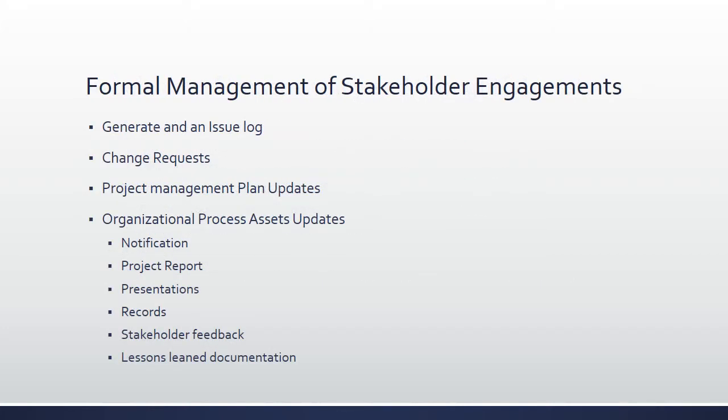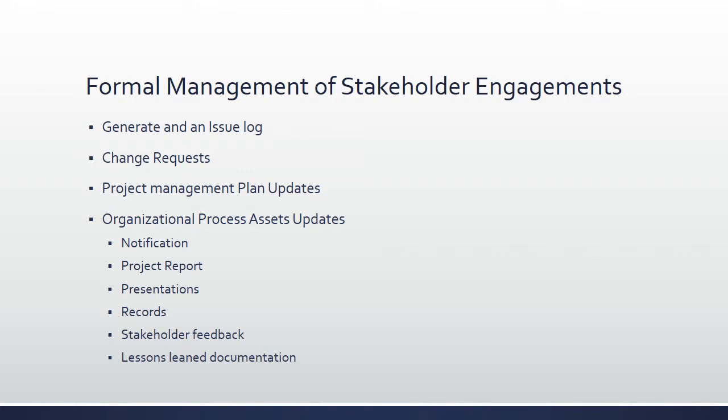The formal documentation required in the management of stakeholder engagements includes generating and maintaining an issue log, which will include adding new issues and removing resolved issues, formal change requests in relation to corrective or preventative actions to the project itself, and may include changes to the interaction with impacted stakeholders, updates to the project management plan to reflect any change in additional stakeholder information, and to record communication no longer required as the project runs its course.